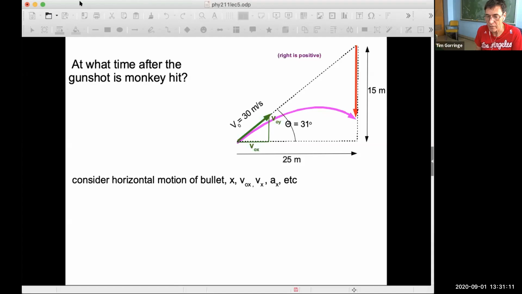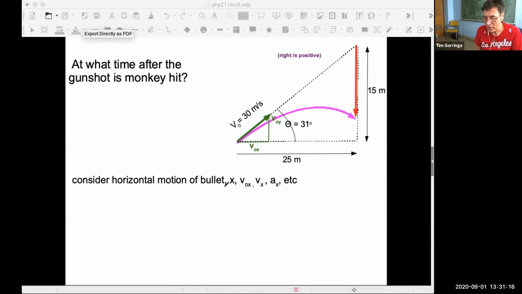I'm just trying to get the pen back, sorry. So look here, I'm going to consider the motion of the bullet, and specifically I'm going to consider the horizontal motion of the bullet. So firstly, I'm not worrying about the monkey right now. And secondly, I'm not worrying about anybody's vertical motion right now. I'm just thinking about bullet horizontal motion.